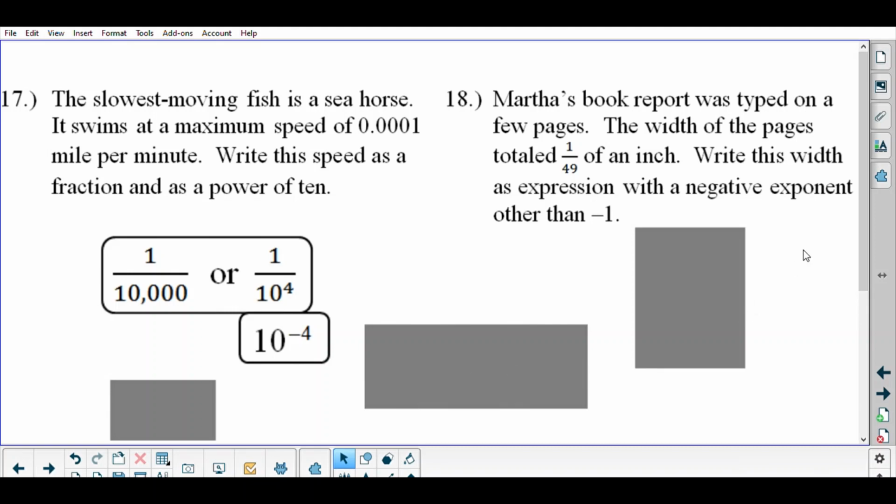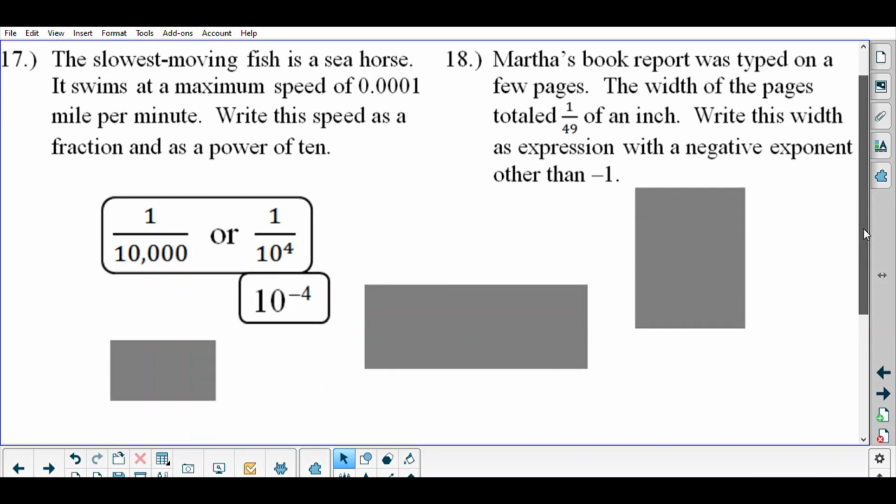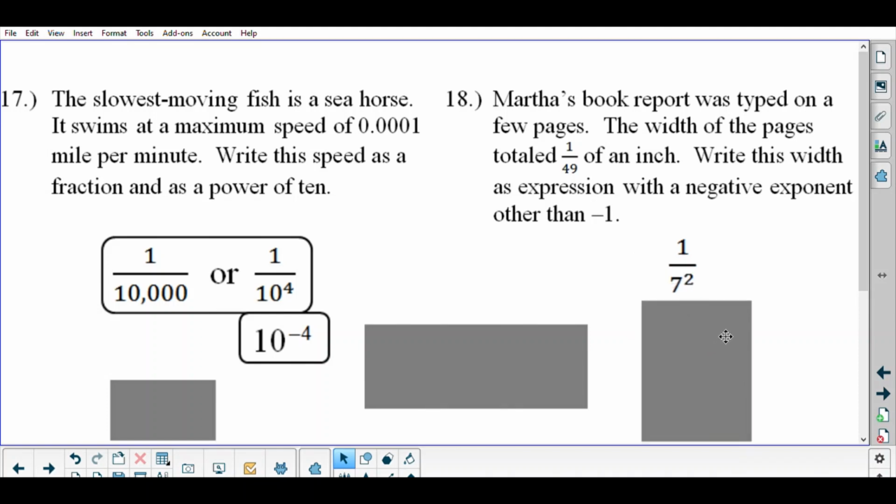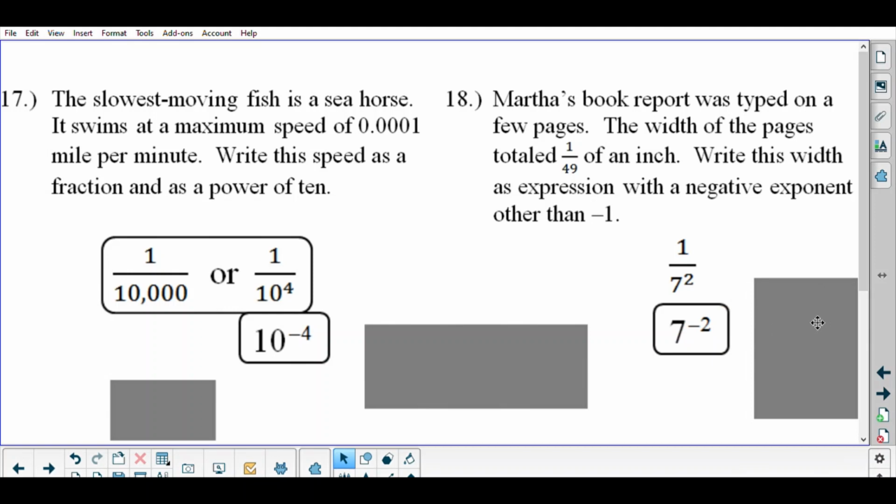Number 18, Martha's book report was typed on a few pages. The width of the pages totaled 1/49th of an inch. Write this width as an expression with a negative exponent other than -1. Now, this is kind of like what I was telling you before. You cannot write this as 49 to the -1st power because they just told you not to do it with a negative exponent of -1. So, you need to realize that 49 is the same as 7 to the 2nd, which makes the fraction 1 over 7 to the 2nd instead of 1 over 49. And then that would be equivalent to 7 to the -2nd power.